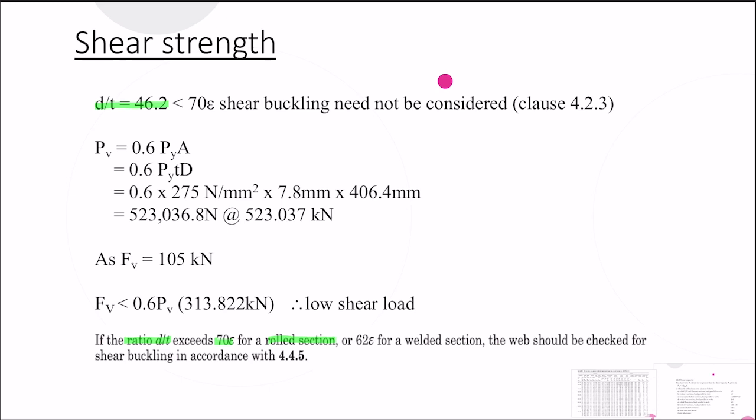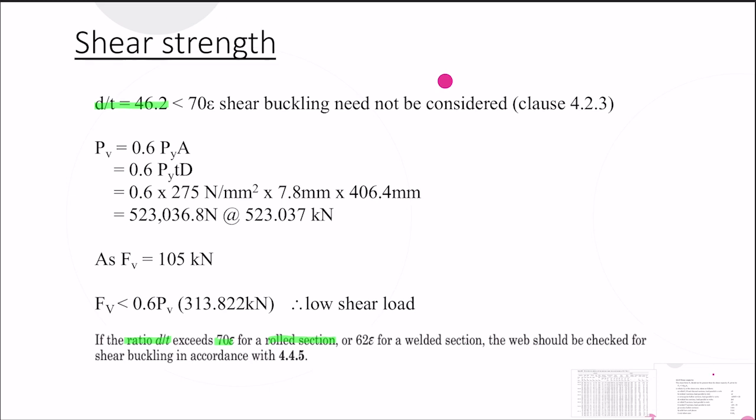However, in our case here, okay, since our case uses a rolled section, we are not using a welded section. When it is a rolled section, we will compare with 70 constant. When it is 70 constant, we know that it is less, therefore you don't need to check for shear buckling. After that, only then can we get the shear capacity.